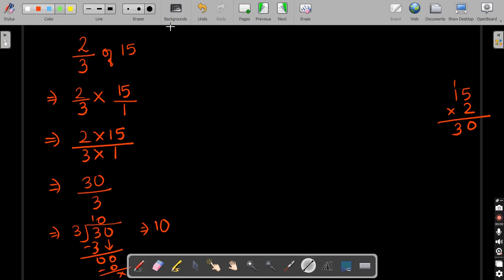Now let me help you with another example, students, so that it will be easy for you to understand.